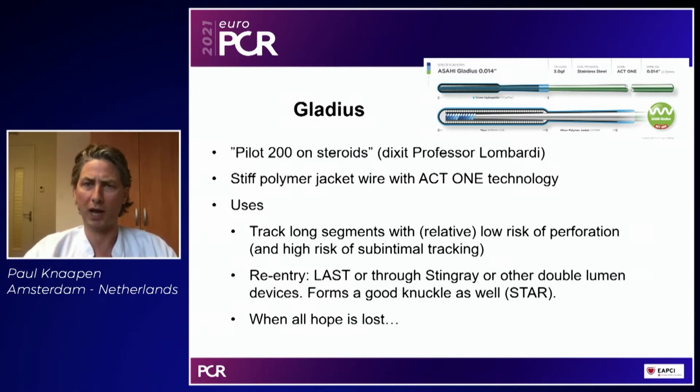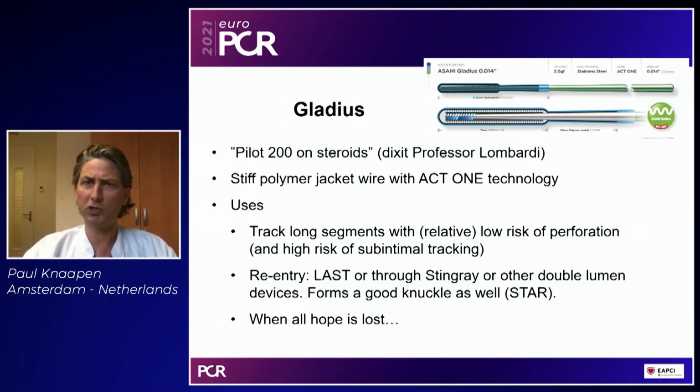of subintimal tracking. You can also use this wire to get out of the subintimal track by performing a last technique by limited antegrade subintimal tracking, or very conveniently also by delivering a stingray balloon and then doing the stick and swap procedure with the stiff polymer wire, or even use it to re-enter with types of devices like the double lumen. It also forms a good knuckle if you want to perform any type of dissection or a star technique. And even so, it is, in my book, when all hope is lost.